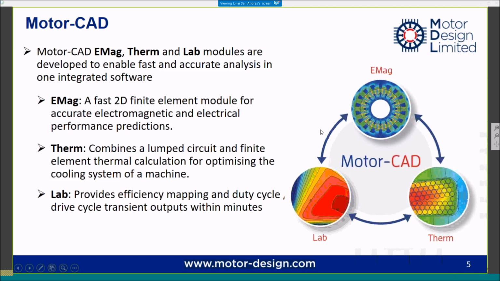And then we have a third module, which is Lab, which is an analytical tool that is using FEA simulations from EMAG to build 3D maps and use interpolation to estimate any operating point in the overall performance of the machine, different currents, different speeds.